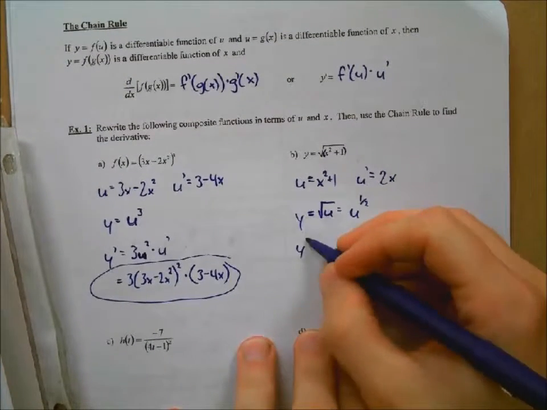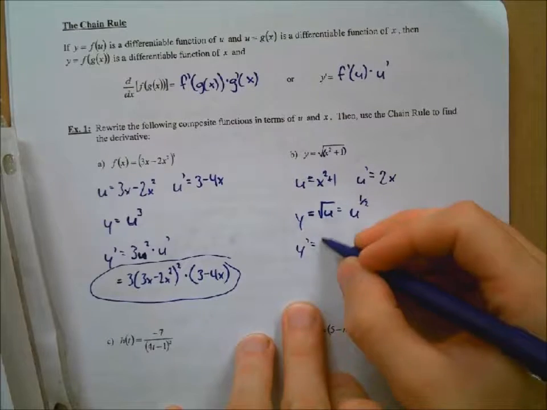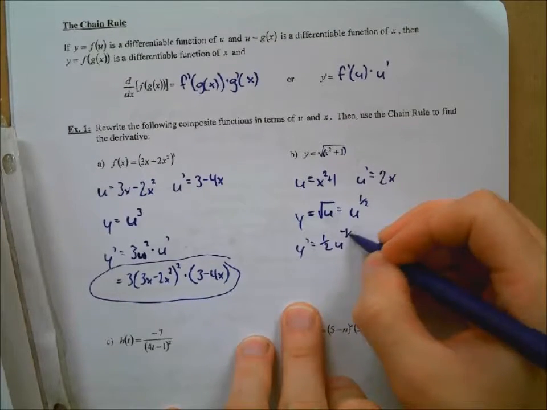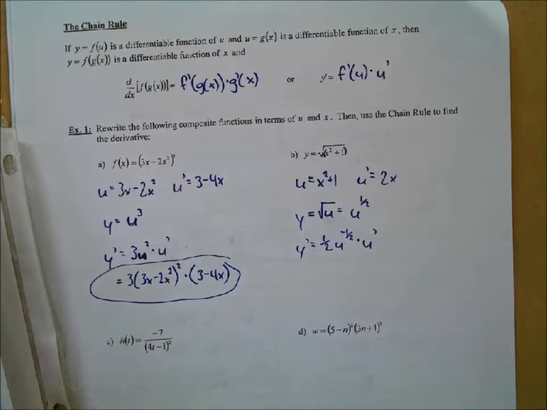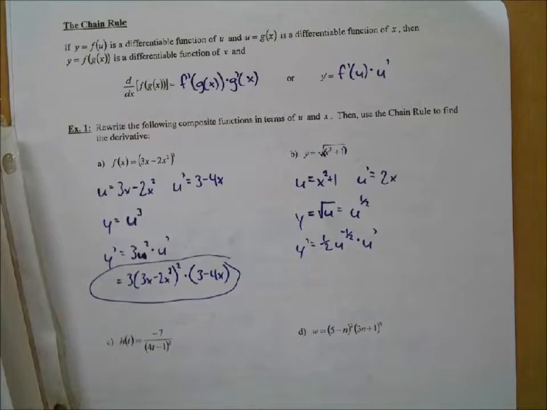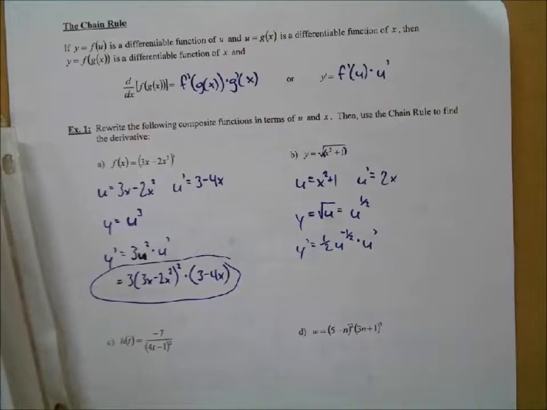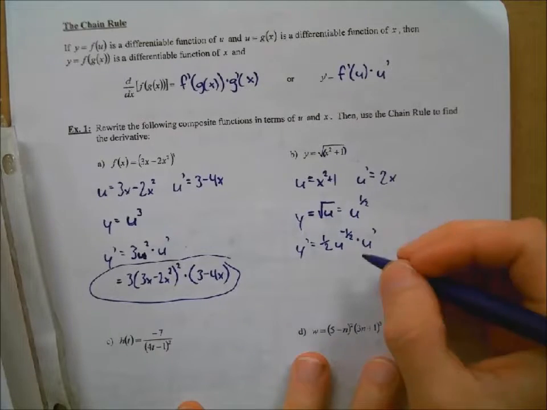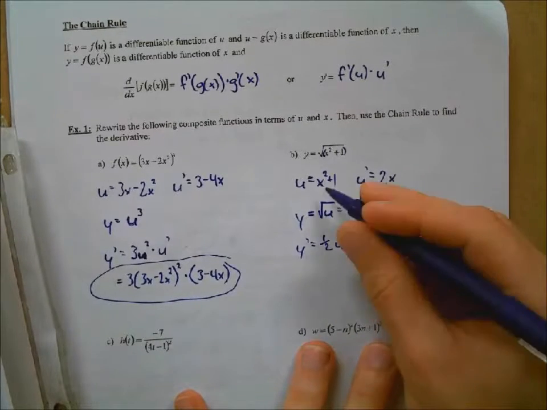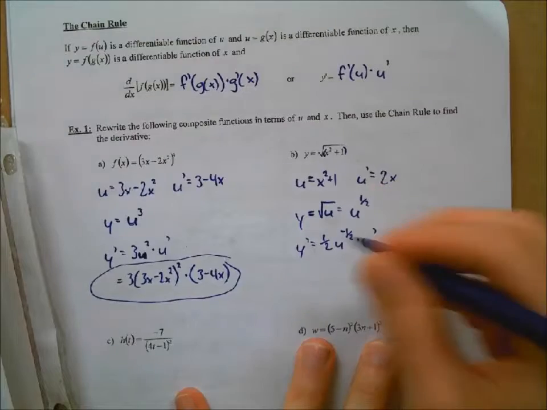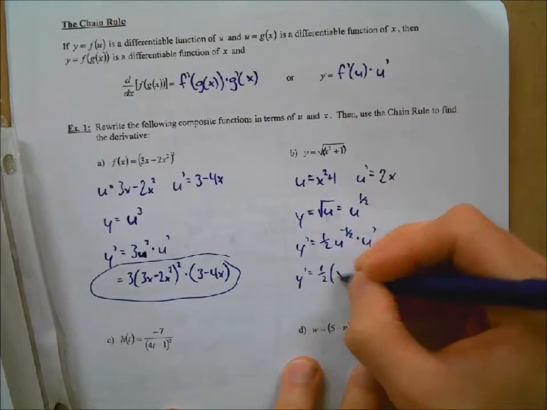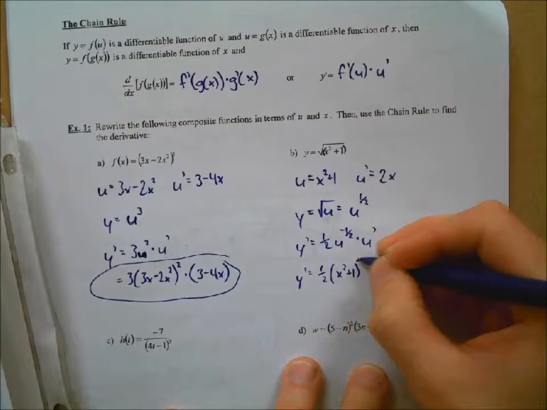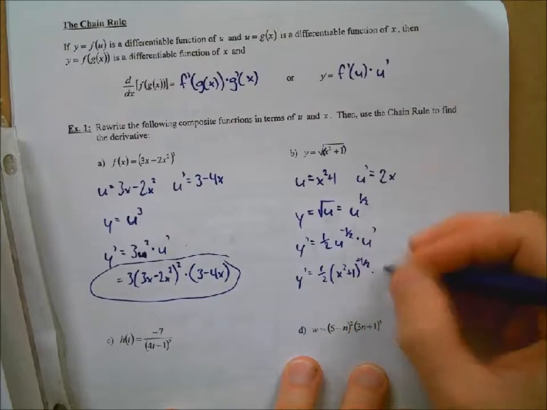Now we'll take the derivative. Y prime equals, the derivative of u to the 1/2 is 1/2 u to the negative 1/2 times u prime. Again, we're using the chain rule here. We have a function within a function, so we have to use the chain rule. And now we'll substitute our functions back in. So u is x squared plus 1 to the negative 1/2 times, and u prime is the 2x there.